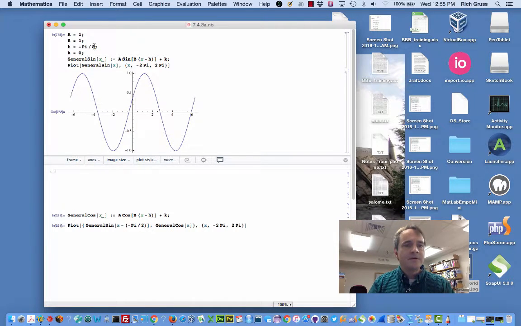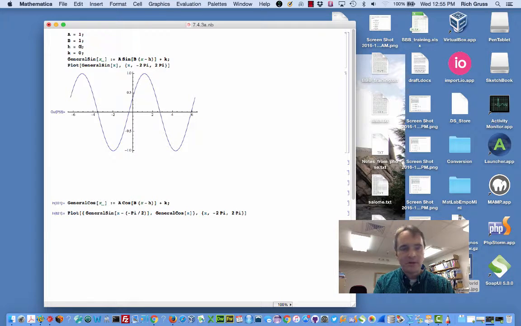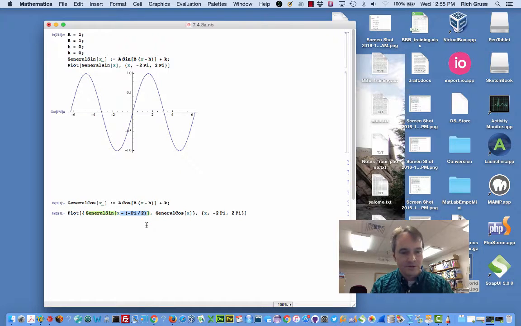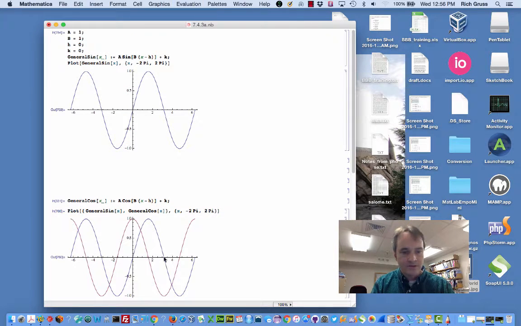Now the reasonable question to ask at this point is, how am I supposed to tell a cosine from a sine if I can push a sine wave over a little bit and it would look just like a cosine wave? And the bad news is you can't. In fact, I have a demonstration right down here to show this. I'm going to plot sine and cosine with each other from -2 pi to 2 pi.